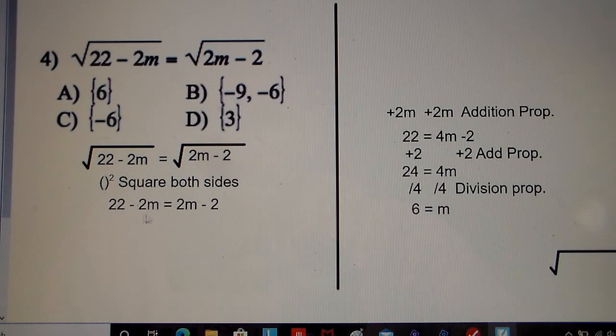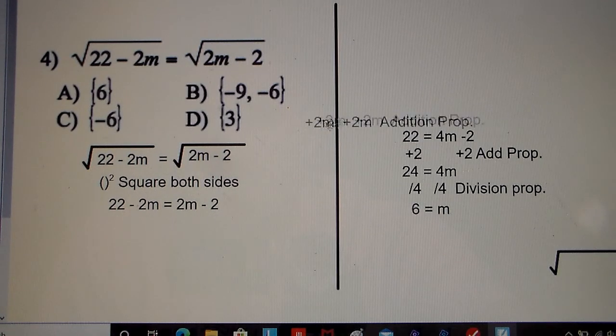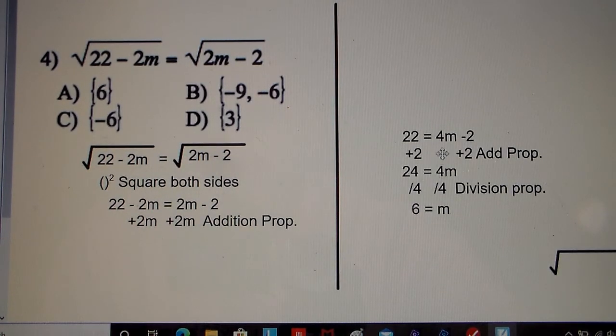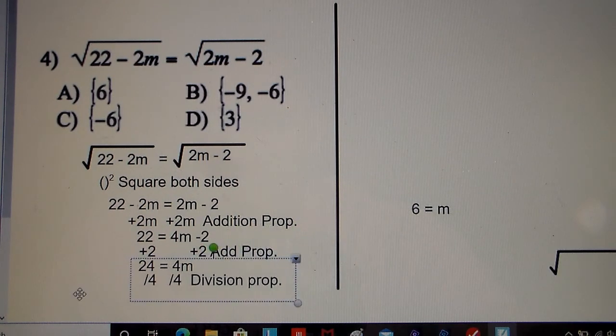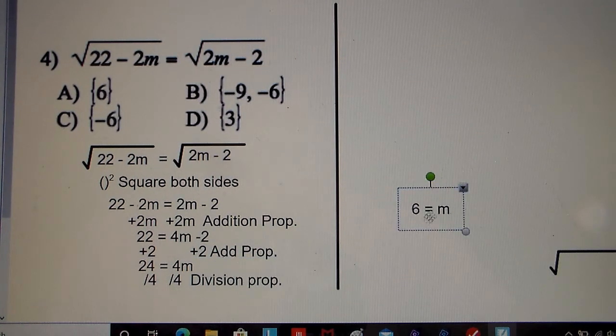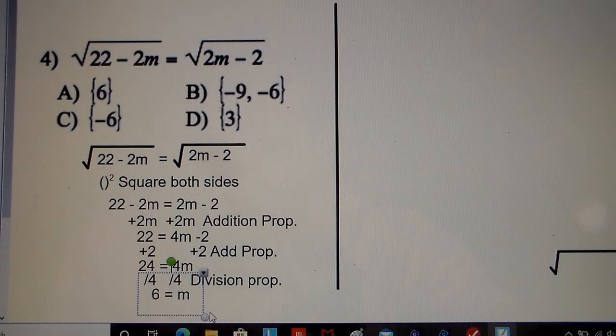So you have 22 minus 2m is equal to 2m minus 2. Then you do the addition property, and you're going to get 22 equals 4m minus 2. Then you add 2 to both sides, and you get 24 equals 4m. Then you do the division property, divide by 4 to both sides, and you get m equals 6, because 24 divided by 4 is 6.